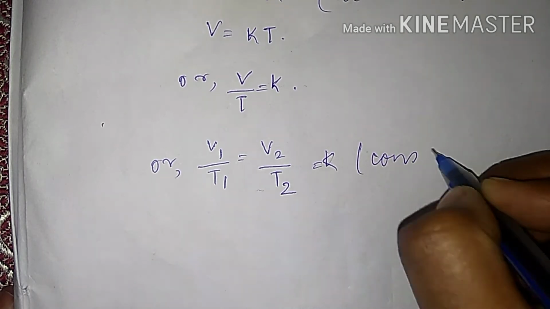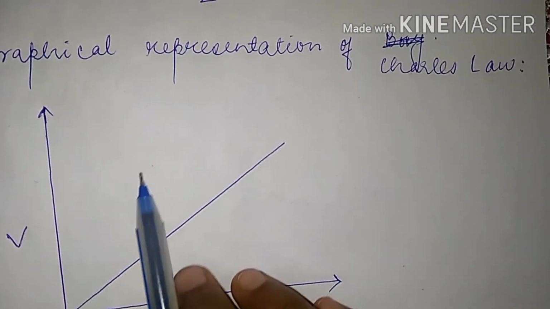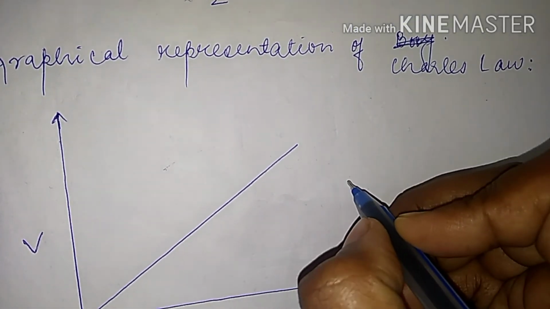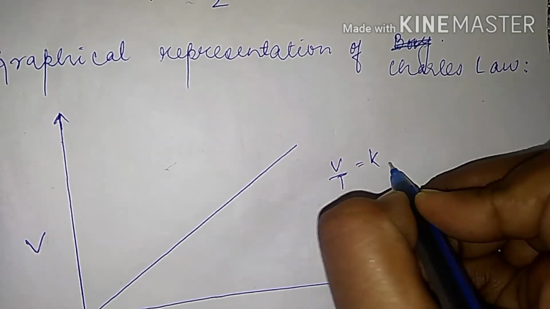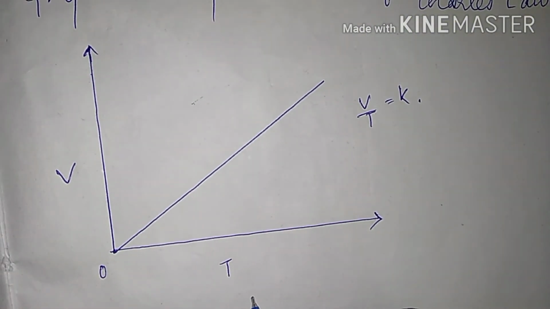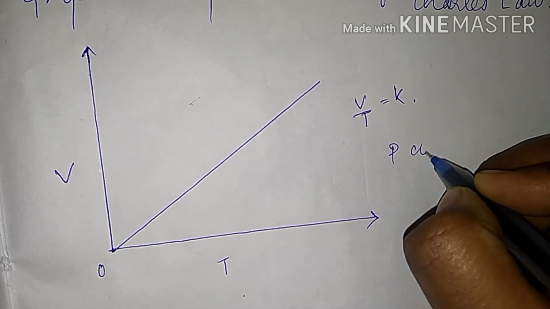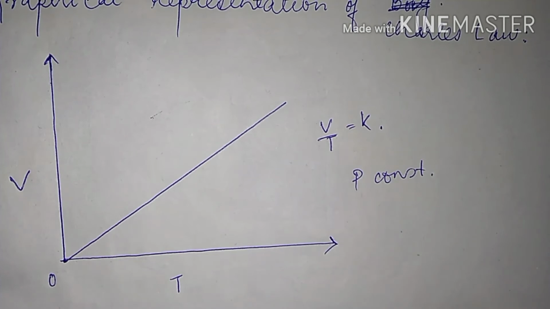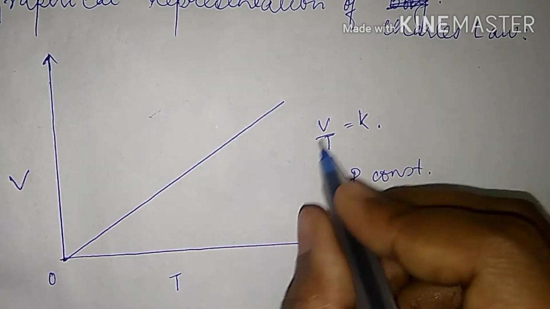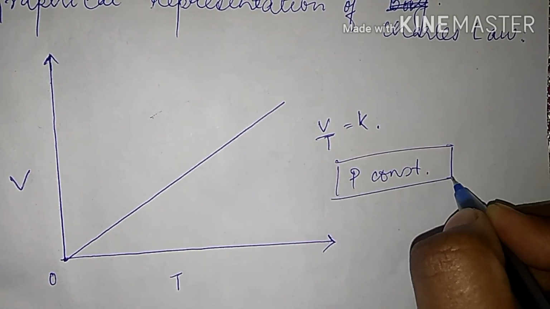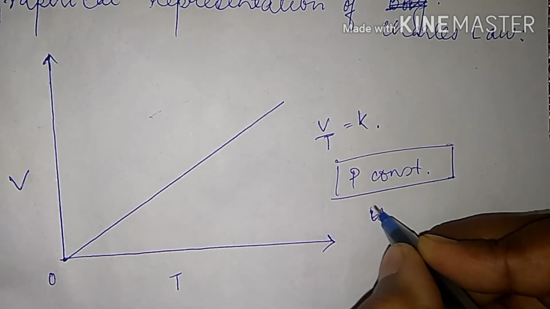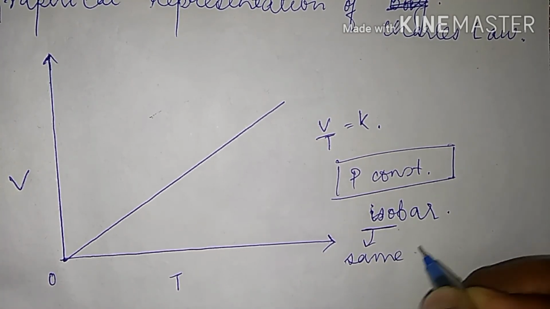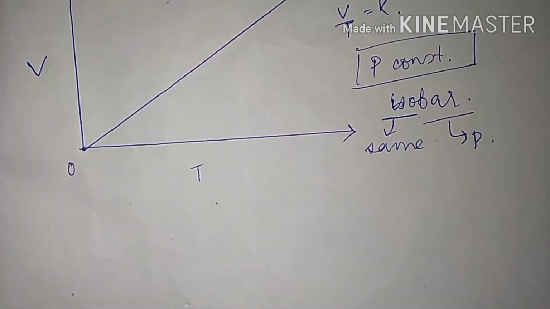That is the constant. Like Boyle's law, there is also a graphical representation of Charles' law. We know that by Charles' law, V by T equals K. That is, whenever volume is plotted against temperature, by keeping pressure constant, we get a linear curve. Always remember that whenever a graph is plotted keeping pressure constant, such a graph is called an isobar. What does it mean? Iso means same and bar means pressure.